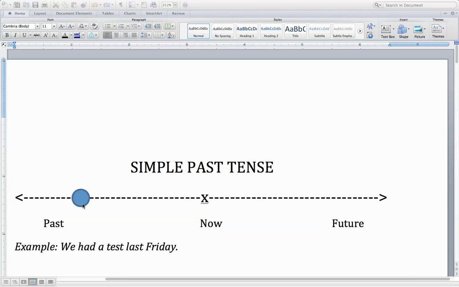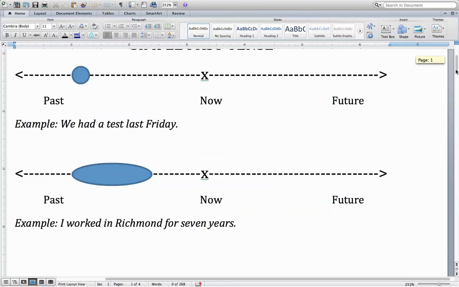So here I'm talking about a time that happened before now, the time that I'm speaking. We had a test last Friday. The simple past can also mean this: something that took place for a period of time, extended over a period of time, but happened before now, the time that I'm talking. So when I say I worked in Richmond for 7 years, that was for a long time, but it still is finished now. When I use the simple past, I'm always talking about something that's finished. When I say I worked in Richmond for 7 years, you know that I don't work in Richmond now.